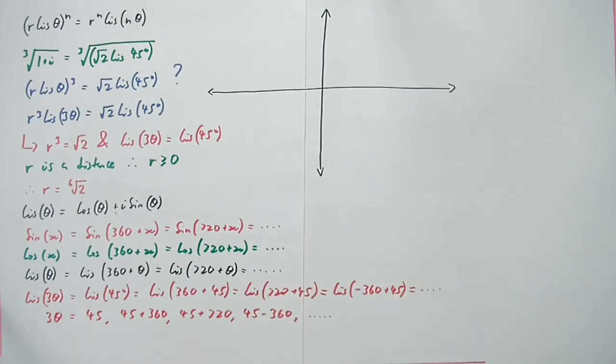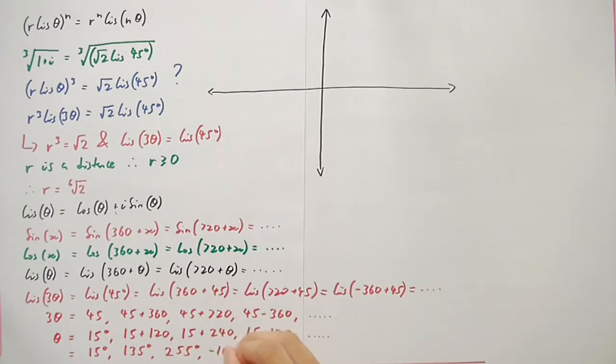And now watch what happens when I divide everything by 3. We'll get theta is equal to 15 degrees, or 15 plus 120, or 15 plus 240, or 15 minus 120, and so on. Now this gives us 15 degrees, 135 degrees, 255 degrees, and negative 105 degrees, et cetera. But notice here that we got an extra angle, 255 degrees.